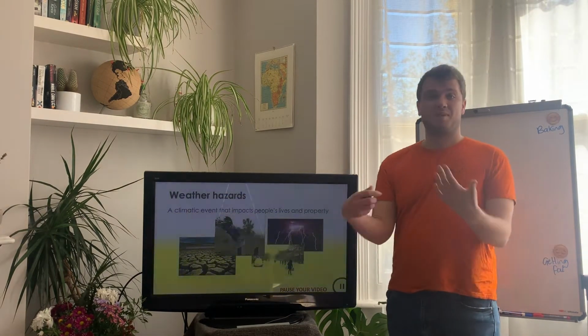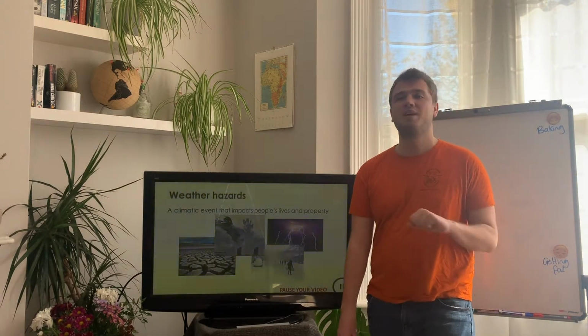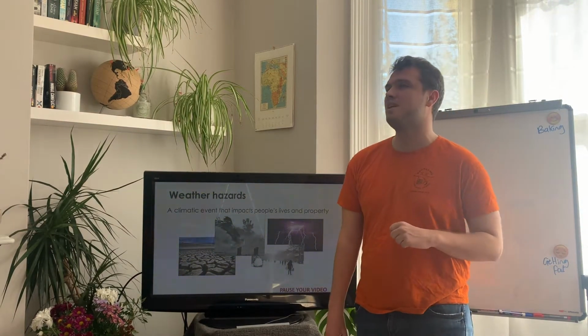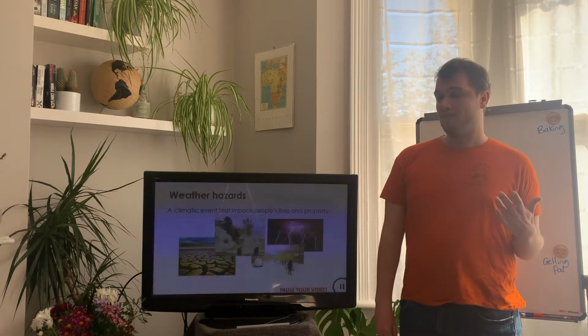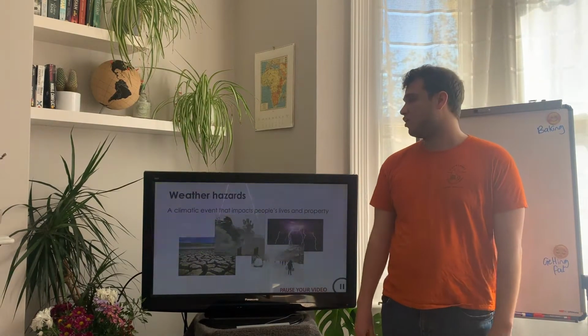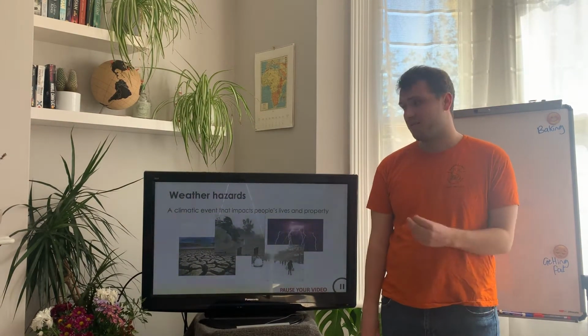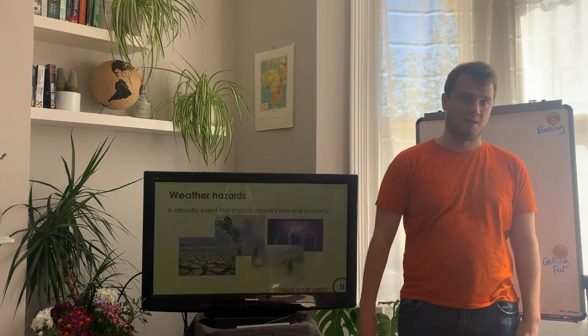And in order for it to be technically a hazard, it has to have an impact on people's lives and property. So there's often this big debate about if a tropical storm occurs in the middle of the ocean, affects no one, is it a hazard? Probably not, because it's not having an impact on people. So what I'd like you to do is pause your videos and copy this key term down, highlight it so it stands out. This is an important one. Climatic event impacts people's lives and property.